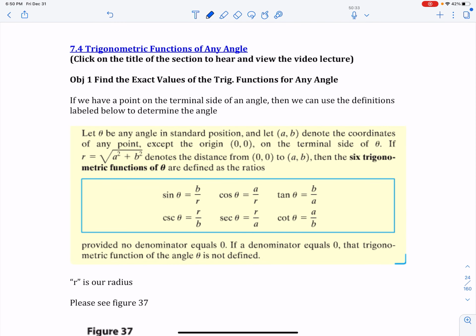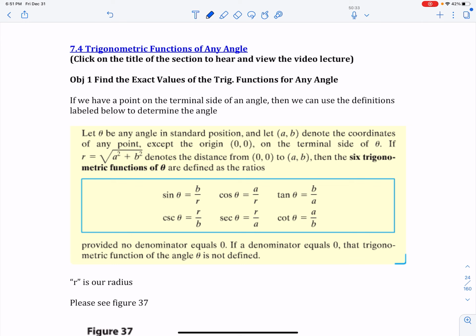So this is 7.4, part 1, trigonometric functions of any angle. Objective number 1 asks us to find the exact value of trig functions of any angle. In the last section, we were able to find the trig values of 30 degrees, 60 degrees, and 45 degrees. But the other values have to be addressed. And if we know where a point is, then we're able to figure out what those values are.